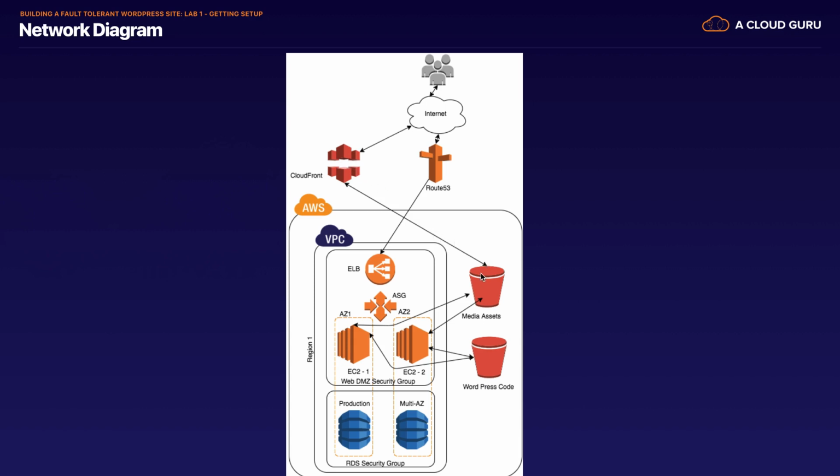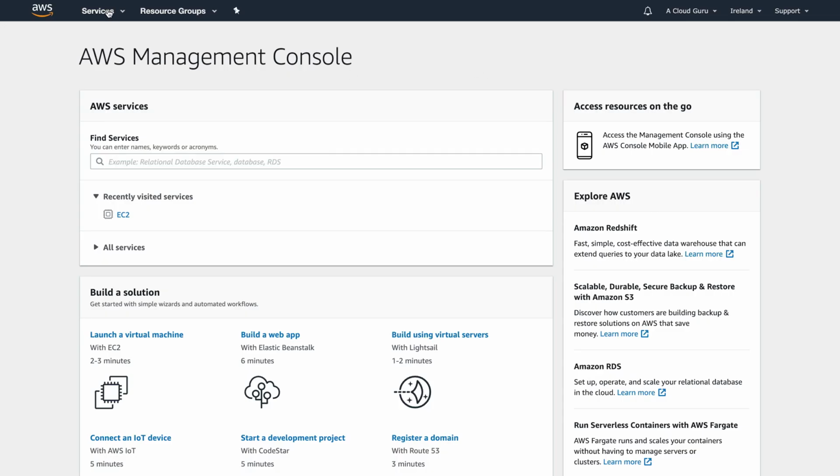So we're going to be using a whole bunch of different AWS technologies. Once this has been built, we're going to simulate a failure in our EC2 environment as well as in our RDS environment and see how that affects our site. So let's go and log into the AWS console. Okay, so here I am in the AWS Management Console.